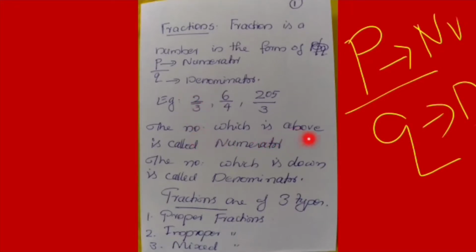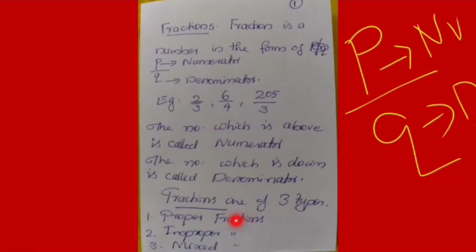The number which is above is called the numerator. 6 by 4: 6 is the numerator, 4 is the denominator. 205 by 3: 205 is the numerator, 3 is the denominator. The number which is down is called the denominator. So, the numbers which come down are known as denominators. So, this is a fraction. A fraction is a number in the form of P by Q.